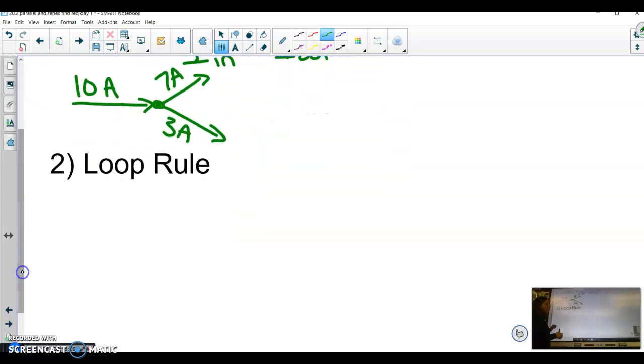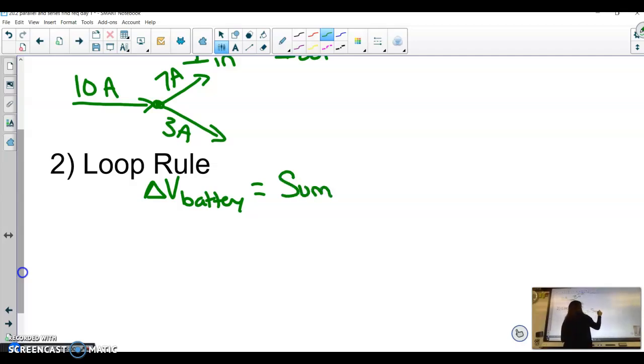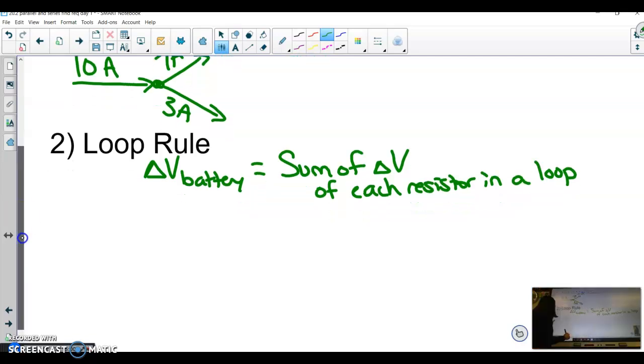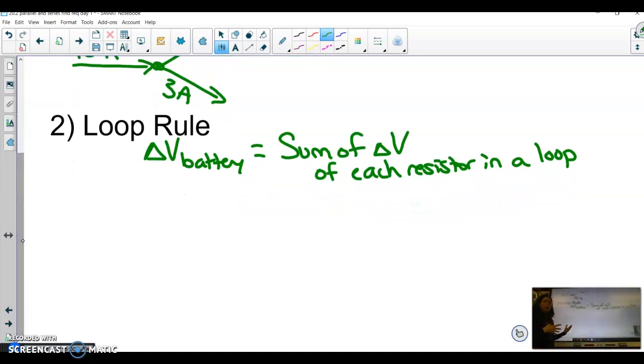Right? The next rule is called the loop rule, and it says that the potential difference of the battery is equal to the sum of the potential difference of each resistor in a loop. So I'll give you a quick example. Again, if you just want to write this somewhere on your paper, it could be down at the bottom. It doesn't really matter where it is or on your own separate paper.